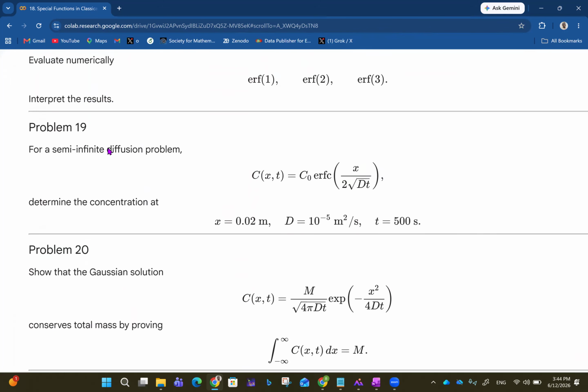So I'll be solving question 4 like I've shown, and then question 20, which is to show that the Gaussian solution c of x comma t equals m over square root of 4 pi Dt times exponential of minus x squared over 4Dt conserves total mass, by proving that the integral from minus infinity to infinity of c of x comma t dx is equal to m, basically. So let's see how that plays out.